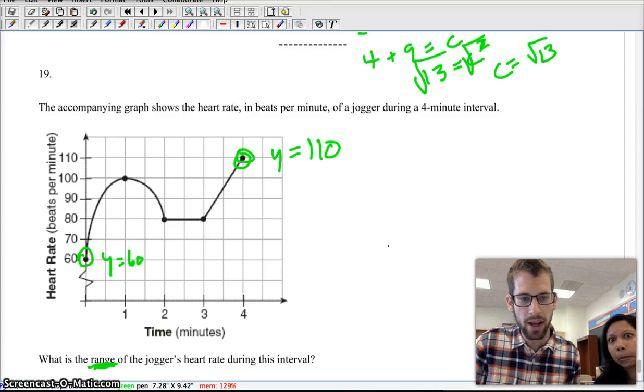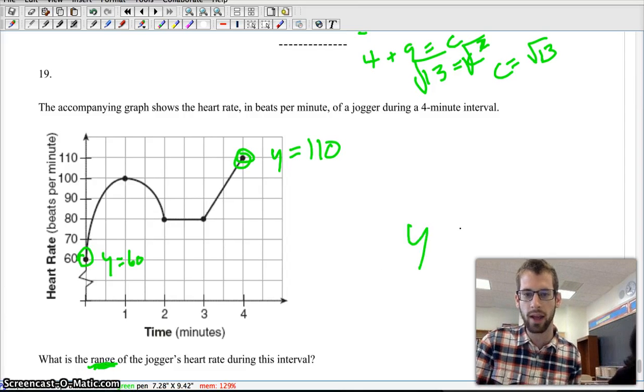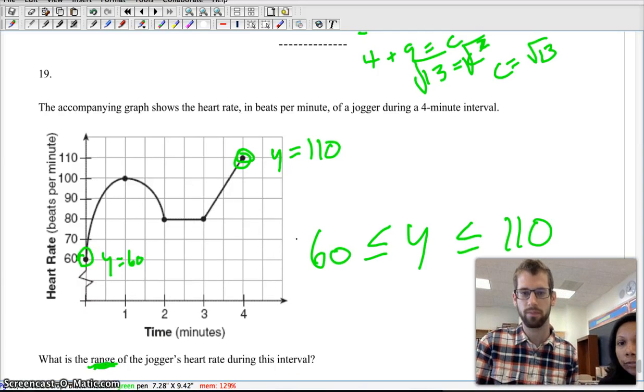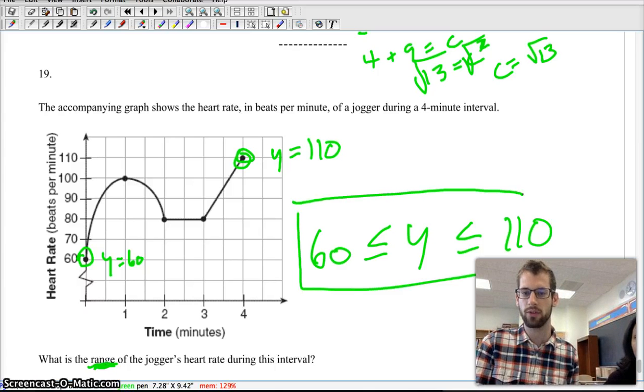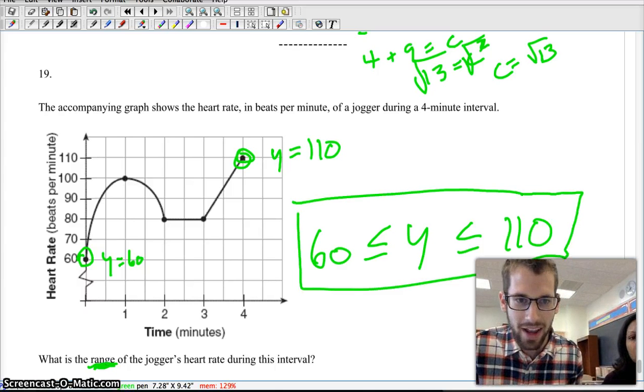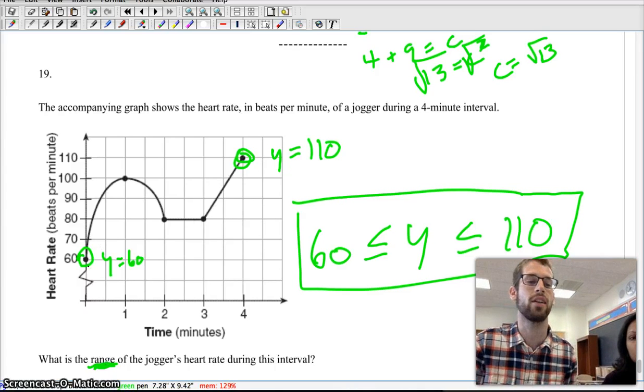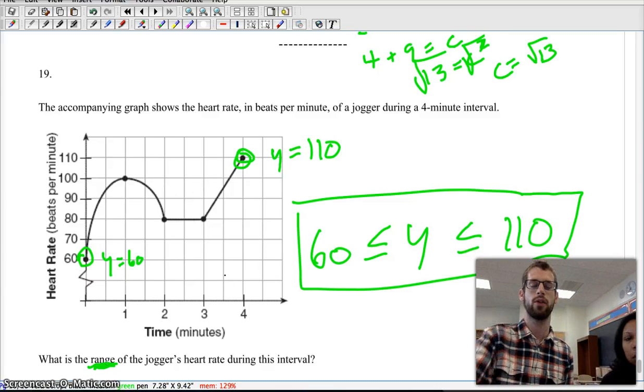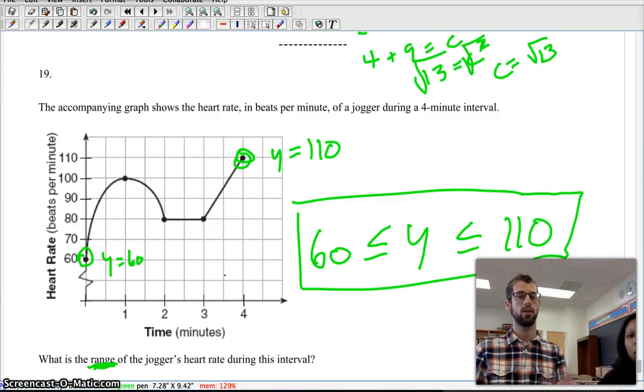So it looks like the range is going to be y in between the values of 60 and 110. Why is it inclusive? It is inclusive. That's a very good question. I'm glad you asked. It's inclusive because these points here are shaded. You can see there are solid black circles. If they were open, these would not be greater than or equal to signs. They would just be greater than and less than.